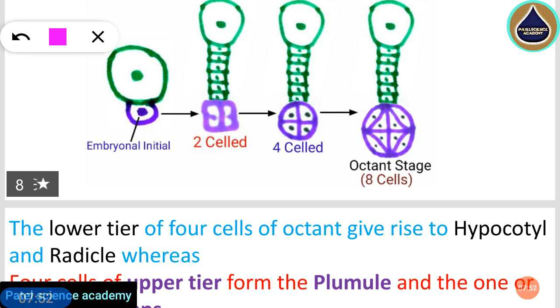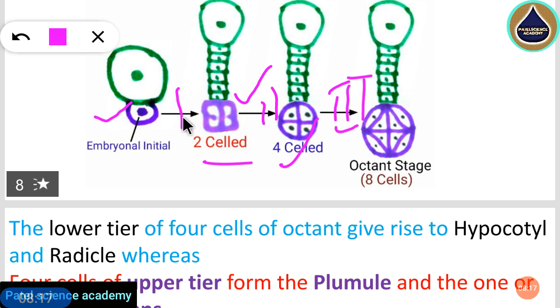So look at this blue colored structure, the embryonal initial or terminal cell. It goes for the first cell division and converts into a 2 cell structure, you can see here, and this 2 cell structure goes for the second division and converts into a 4 cell structure, and this 4 cell structure goes for the third division, and as a result of the third cell division, an 8 cell structure is formed here. You can see here, because there are 8 cells in this structure, it is called the octant stage.